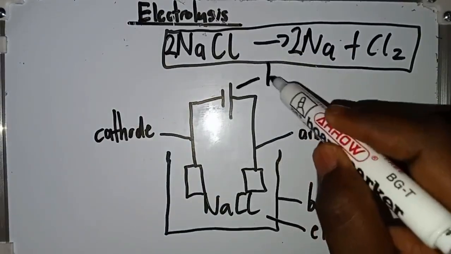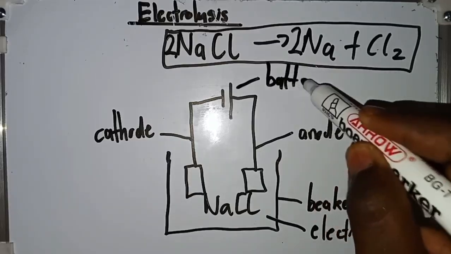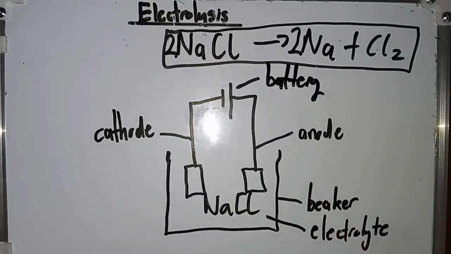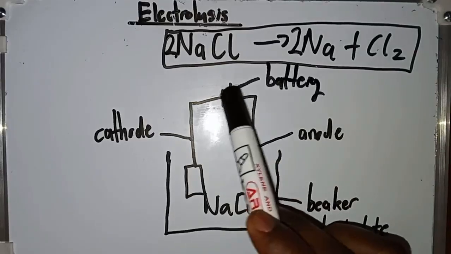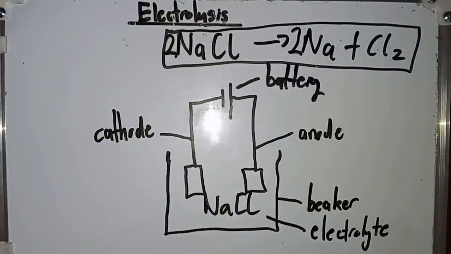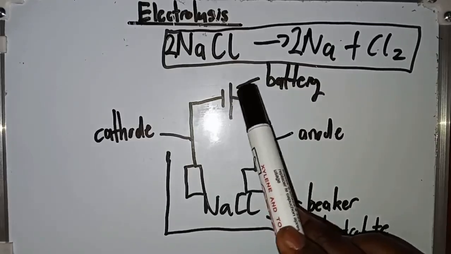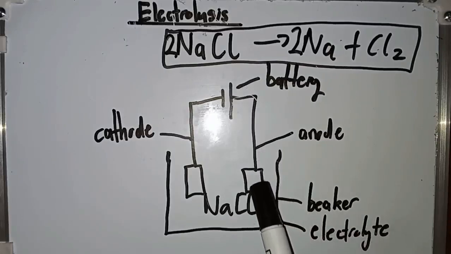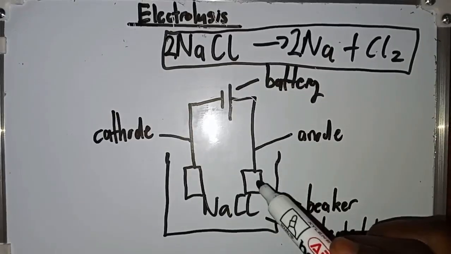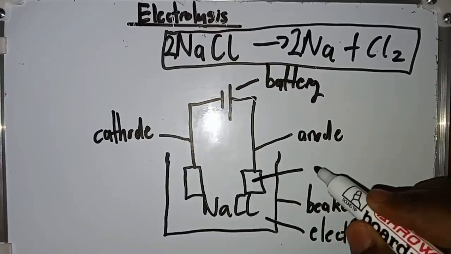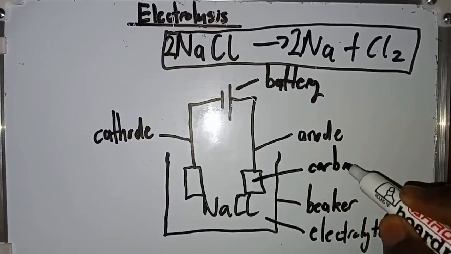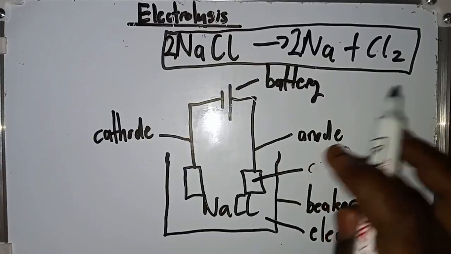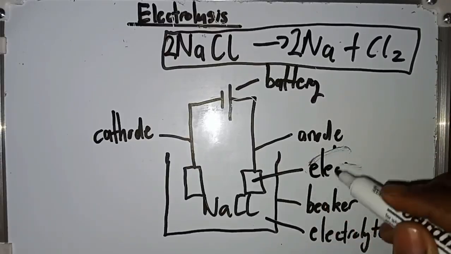This one is the battery. So this is the positive terminal and this is the negative terminal. So electricity moves from the positive down to the carbon. These are the electrodes.